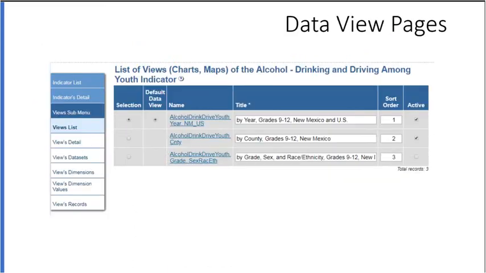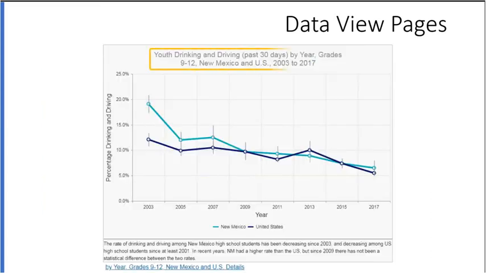All right, now the data view pages. So this is where the rubber hits the road. A data view is a specific graph, chart, or map of your data. I want you to notice that the view titles in 3.0 look more like what we called subtitles in the older version. And remember when I said that the chart and map titles were generated automatically? Well, here's a little bit about how that works.